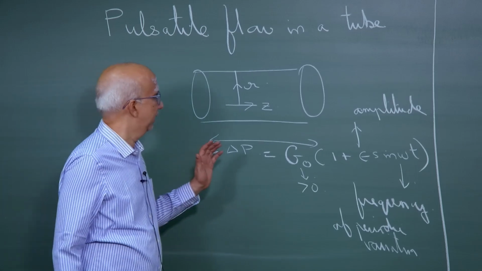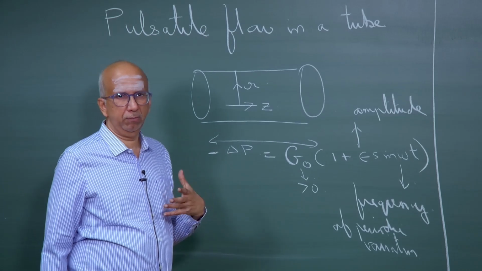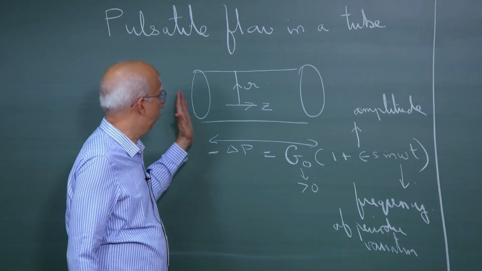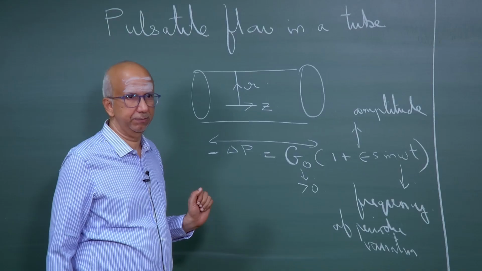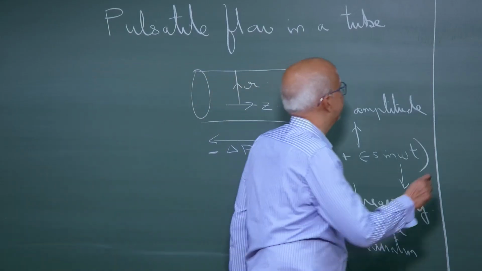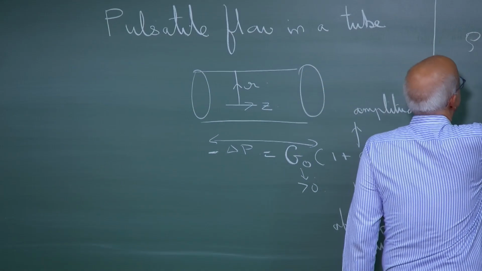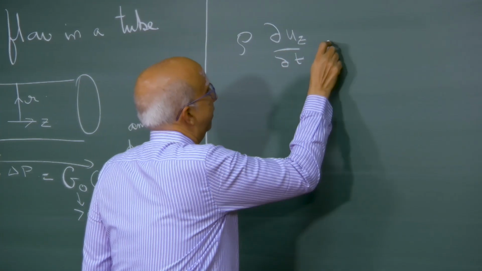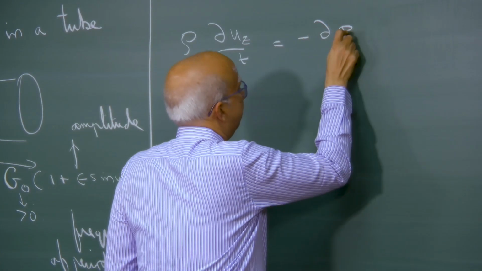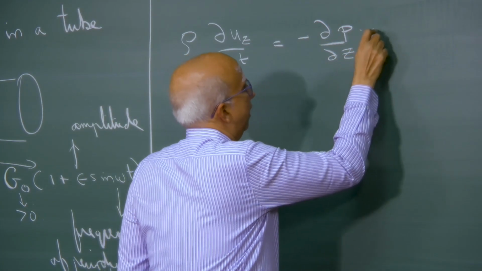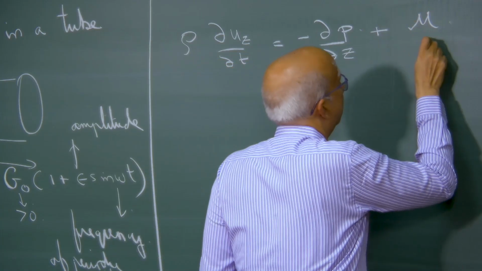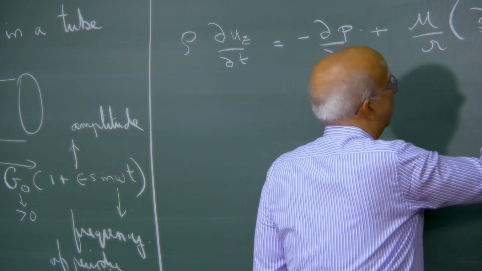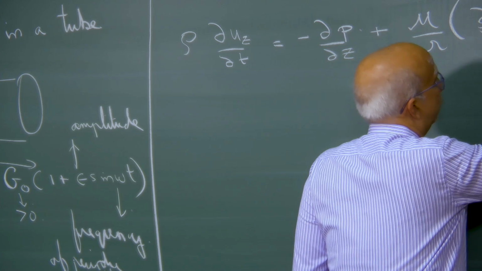So, the first thing is I want to model this as a one dimensional flow problem, where I have only the z component of velocity present, okay. So, what this means is the governing equation is going to simplify to rho dou u by dou t equals minus dP by dz plus mu by r d by dr of r du by dr.